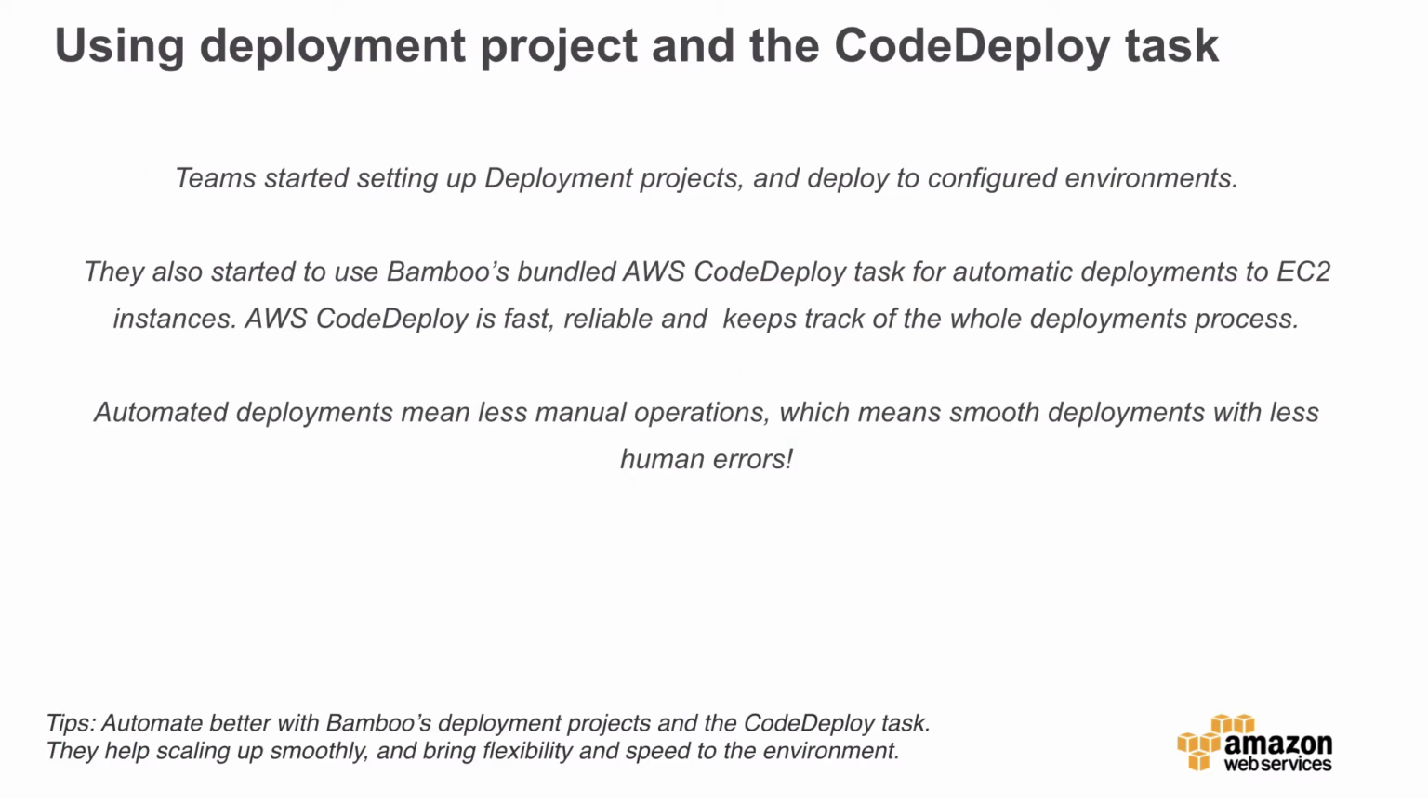The solution was using deployment projects in Bamboo and the bundled AWS CodeDeploy task. Deployment projects allow users to deploy releases of the software to configured environments, which makes it possible to ensure that the software checked in on the mainline is always in a state that can be deployed to users. Bamboo's bundled AWS CodeDeploy task can be used with both build and deployment projects. AWS CodeDeploy is fast, reliable, and keeps track of the whole deployment process.